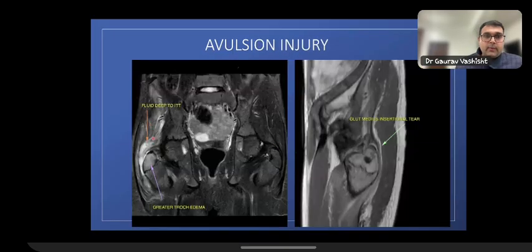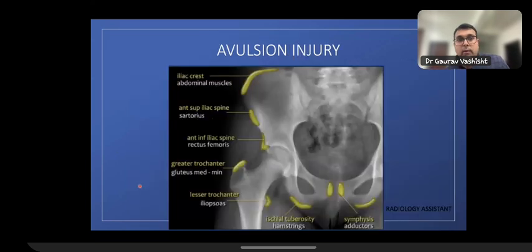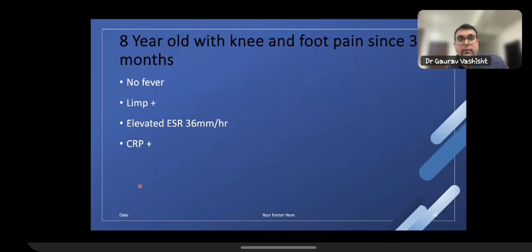Similarly, this is the next case, a companion case where there is avulsion injury of the gluteus medius on the greater tuberosity. This is the gluteus medius tendon attaching to the greater trochanter here, and there is a discrete tear at the attachment site and a lot of soft tissue edema in the peritendinous region. So these are the common sites of avulsion. Always look at all these sites on the radiograph whenever it comes to you.